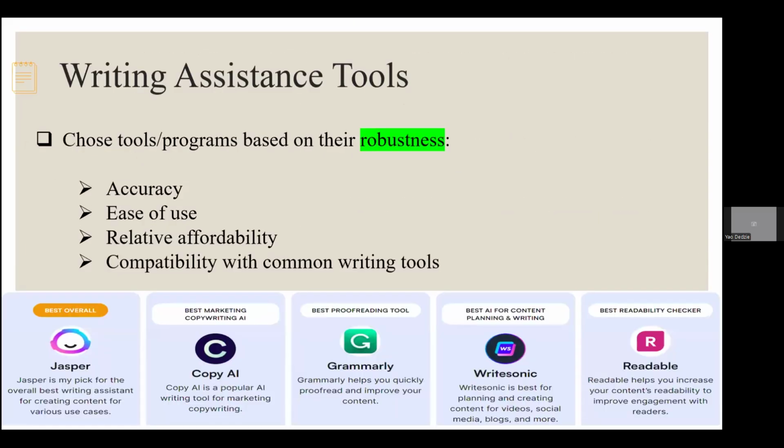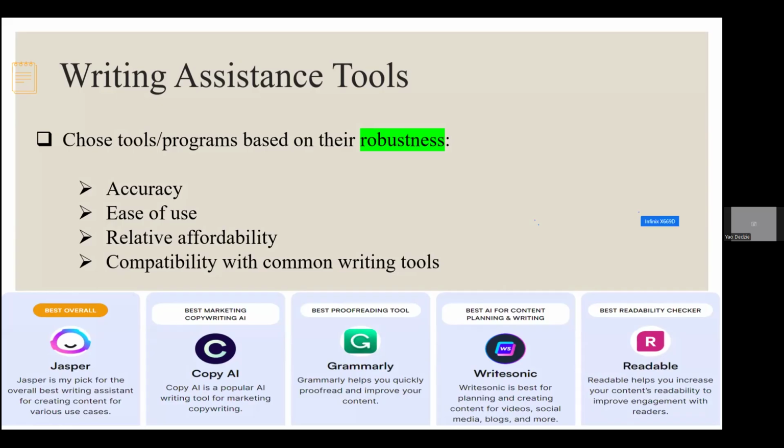So on what basis, or what are the factors by which we are going to choose our writing assistant tool? We are going to choose tools or programs based on their robustness. So it's about their accuracy, the ease of use, the relative affordability, and compatibility with common writing tools. Number one is accuracy: how accurate is that writing assistant tool? And then how easy is it to use? Because again, we need our manuscripts published to help us meet a certain deadline to graduate.